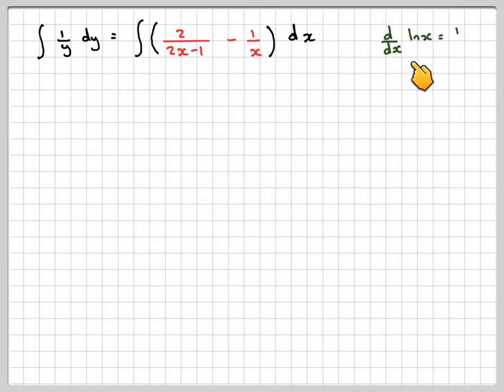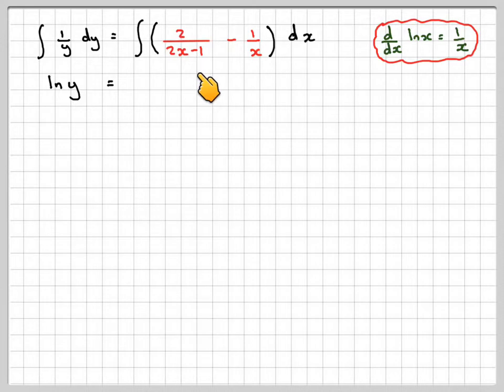Now, the differential of ln of x is 1 over x, therefore if you integrate 1 over x, you get ln of x. So this will be ln of y. This is of type f dash of x over f of x, so that will become ln of 2x minus 1. If you differentiate back, you'd get 2 over 2x minus 1. And this will be minus ln of x. And we have to add in a constant of integration.